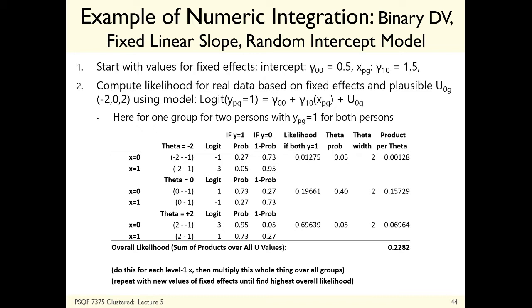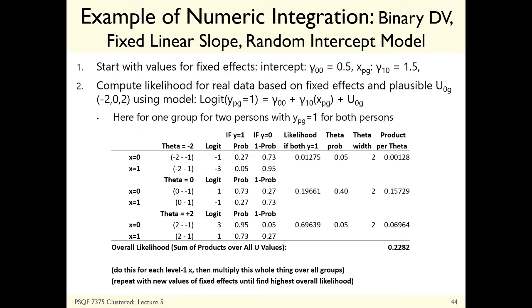Next set, let's try on a theta of 0. Here's the predicted logits. Here's the predicted probabilities that they translate into. Multiply those together, get that. Okay, how likely is it that you have a theta of 0 or u of 0? It is pretty likely because u is right in the middle, so we upweight it and we get that.